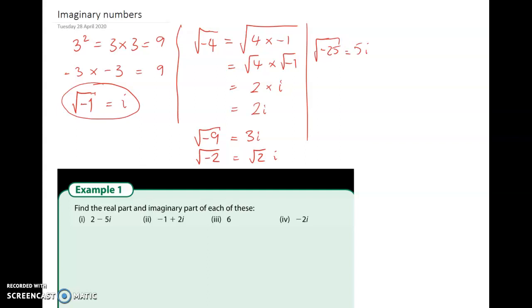So, I might ask you, okay, what's the square root of minus 36? What's the square root of minus 100? What is the square root of minus 5? So you might want to pause the video for a second, just work those out yourself.